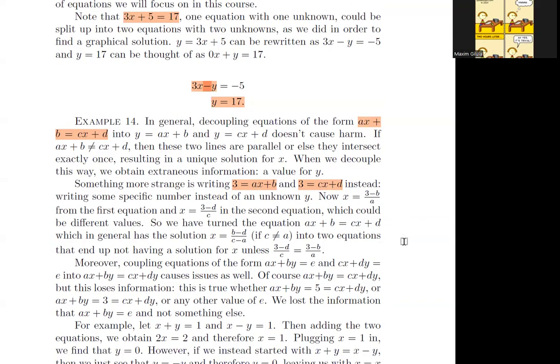There's a little bit more in the notes. In general, if ax plus b is cx plus d, then x is b minus d over c minus a. But if you write these equations as equal to 3, or something similar, then you get other solutions for x in both of them, which might not be compatible. Like 3 minus b divided by a might not even equal 3 minus d divided by c. So this way you lose information and you even lose a solution.